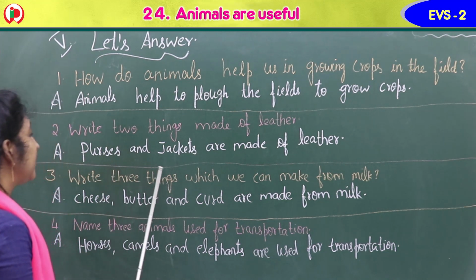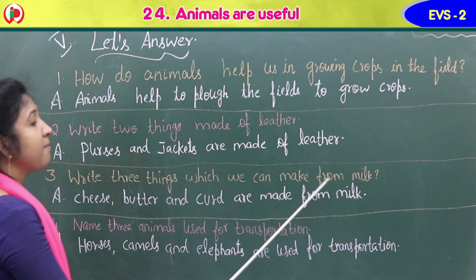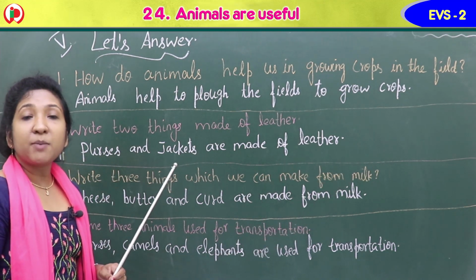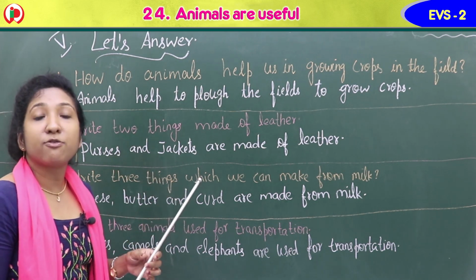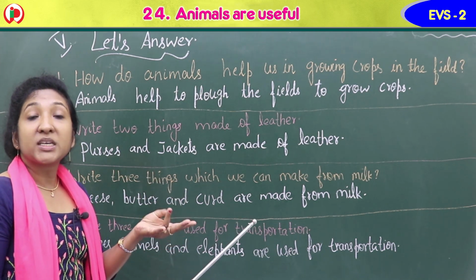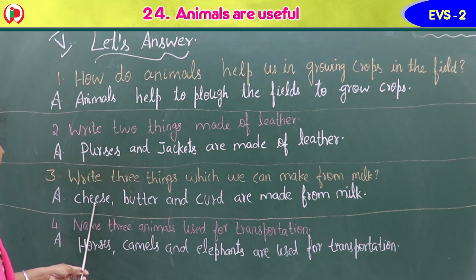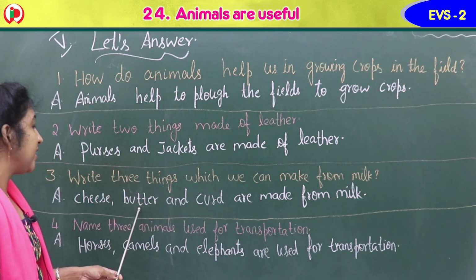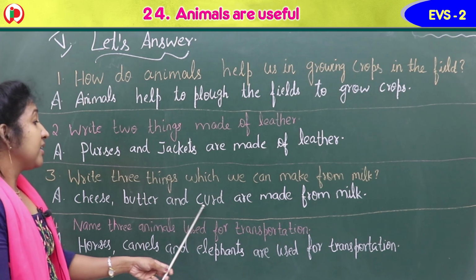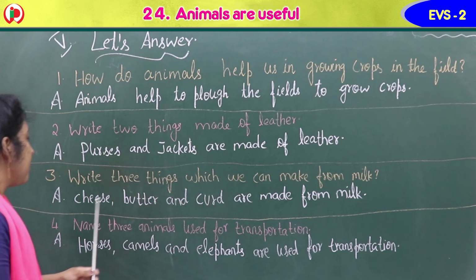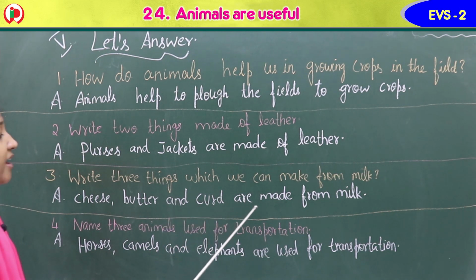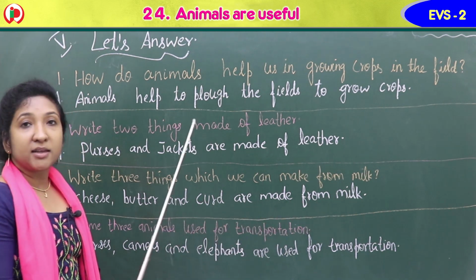Next, write 3 things which we can make from milk. Any 3 products which we can make from milk. Cheese, butter, curd, ghee, isn't it? Yes. Cheese, C-H-E-E-S-E, butter, B-U-T-T-E-R, curd, C-U-R-D. Cheese, butter and curd are made from milk.